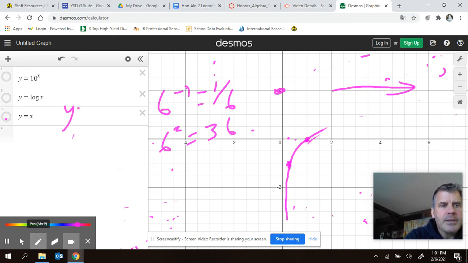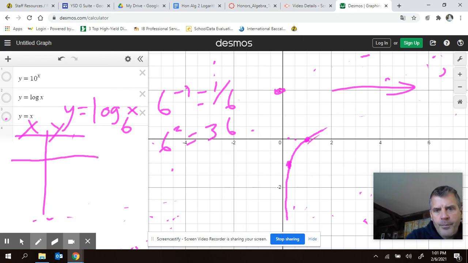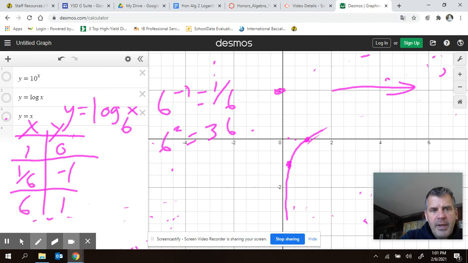Okay, so we got y is equal to log base 6 of x. What we had so far was, we know that at 1, we're going to be at 0. We know at 1/6, we're going to be at -1. And you should think now, okay, how do I get an output value of 1? Well, that should happen at 6. Log base 6 of 6 should equal 1.